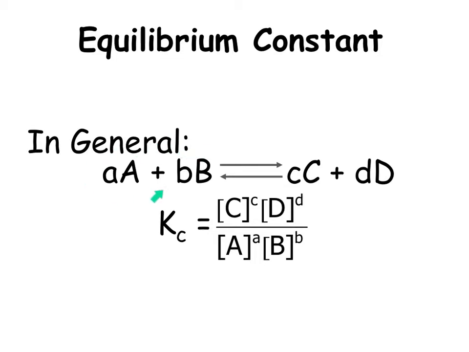Are the reactants being favoured? In other words, does it lie to the left where we form hardly any products, or does it lie to the right where we form lots of products and the forward reaction is favoured? So Kc is basically the concentration of the products over the concentration of the reactants.